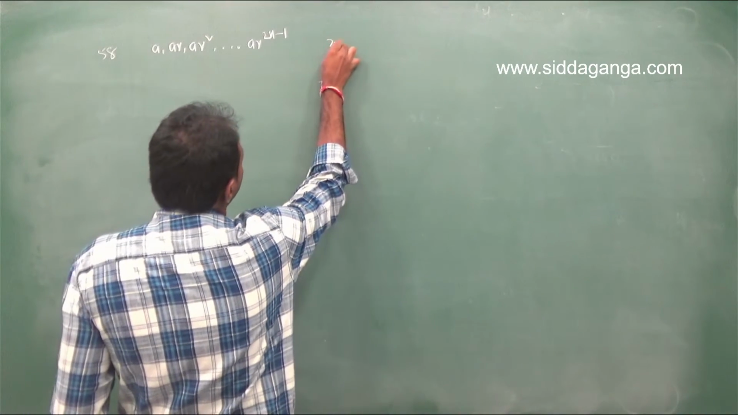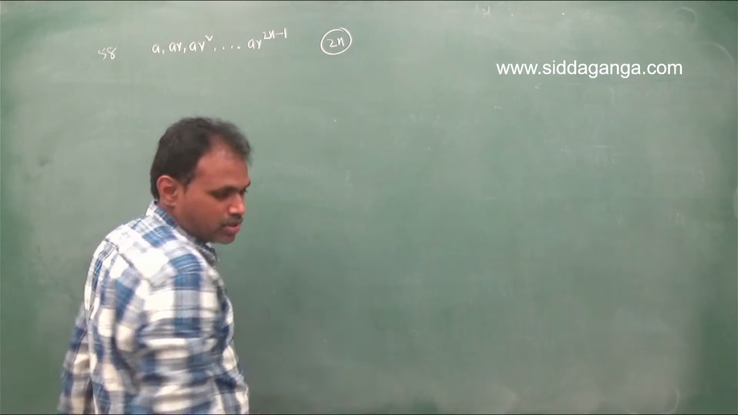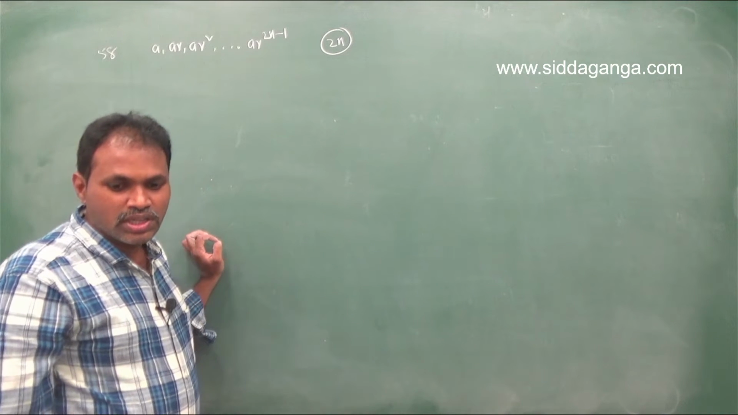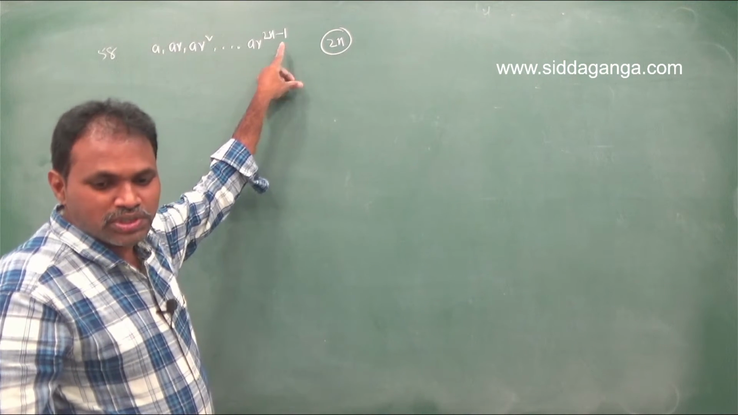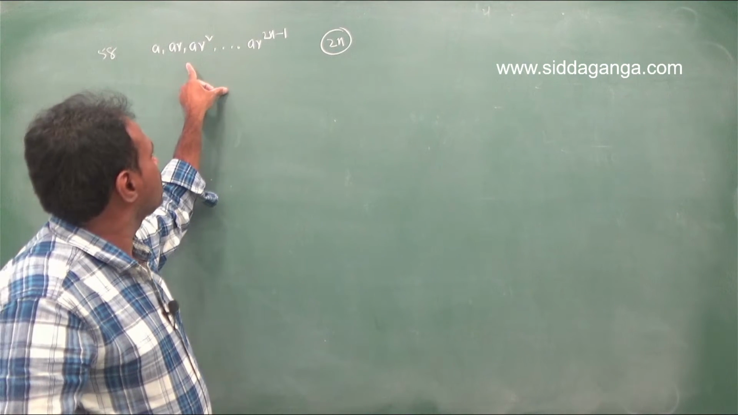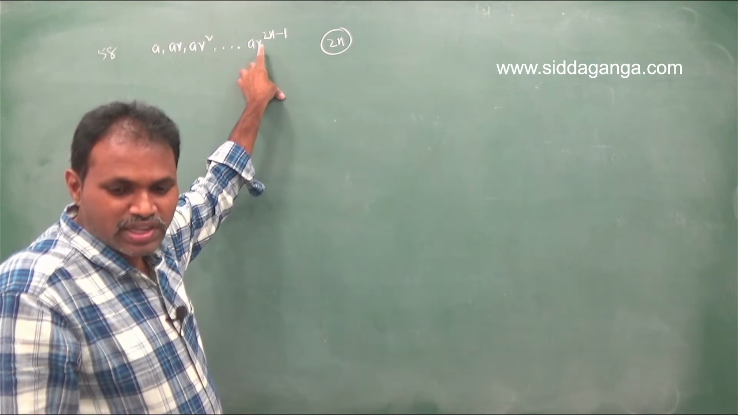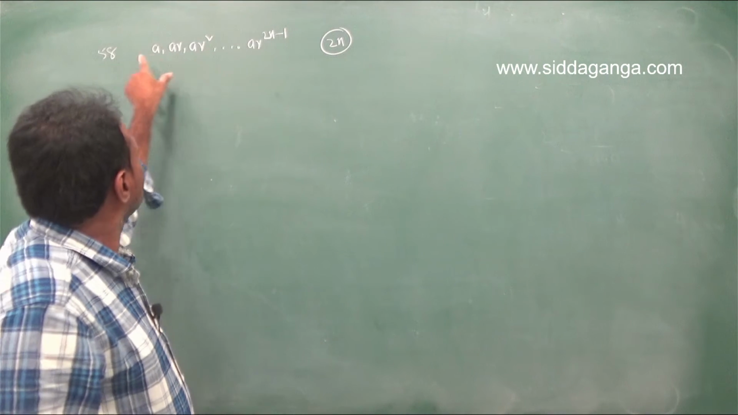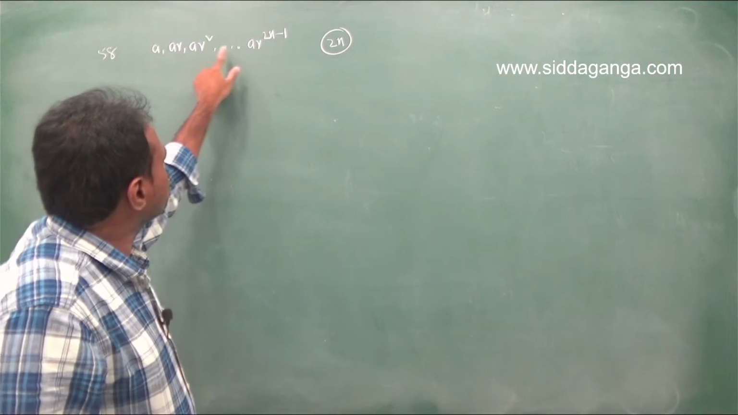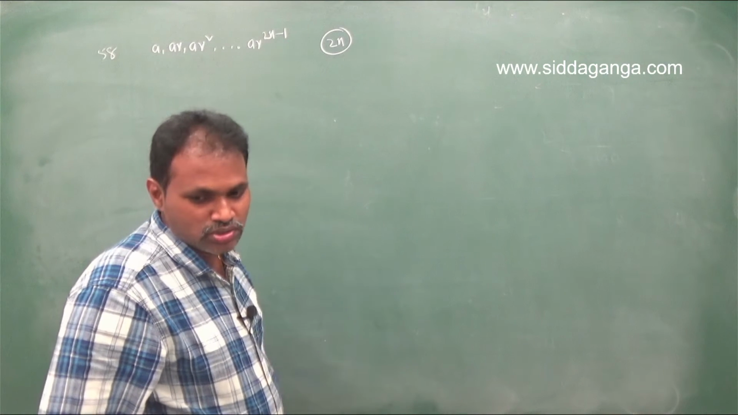Even number of terms means 2n represents the even number. Therefore, this GP having n terms means a, ar, ar square, up to ar power n minus 1. Here, with an even number of terms 2n, it is a, ar, ar square, up to ar power 2n minus 1.